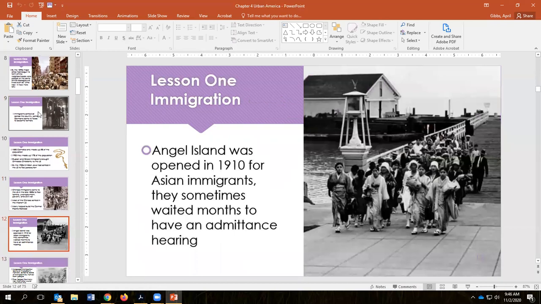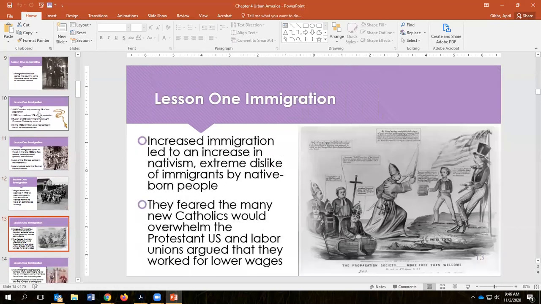Angel Island was opened in 1910 for Asian immigrants. They sometimes waited months to have an admittance hearing. An increased immigration led to an increase in nativism, which is an extreme dislike of immigrants by native-born people. It's people that were originally born in that country. They feared the many new Catholics would overwhelm the Protestant U.S., and labor unions argued that they worked for lower wages.